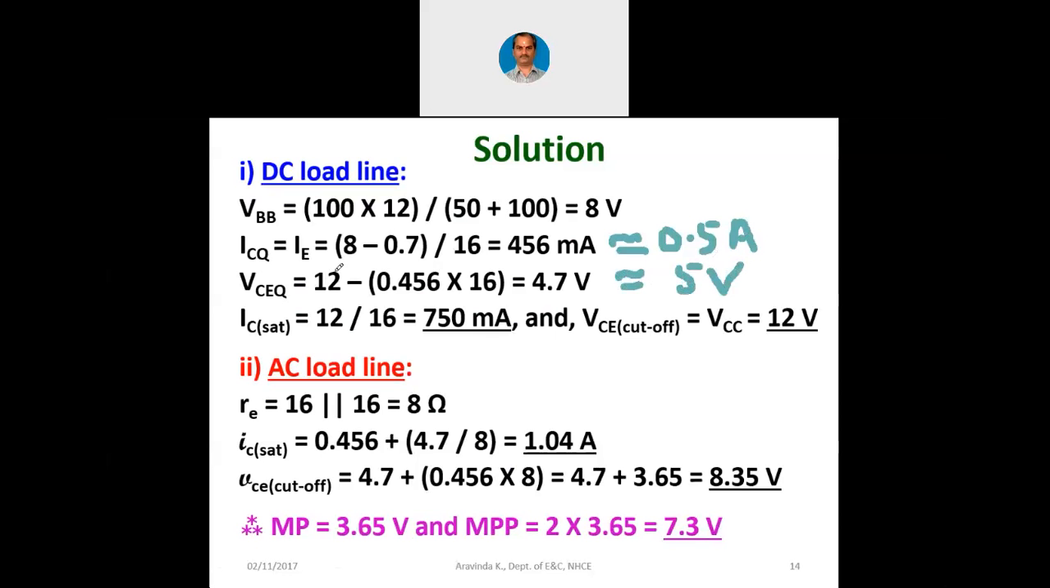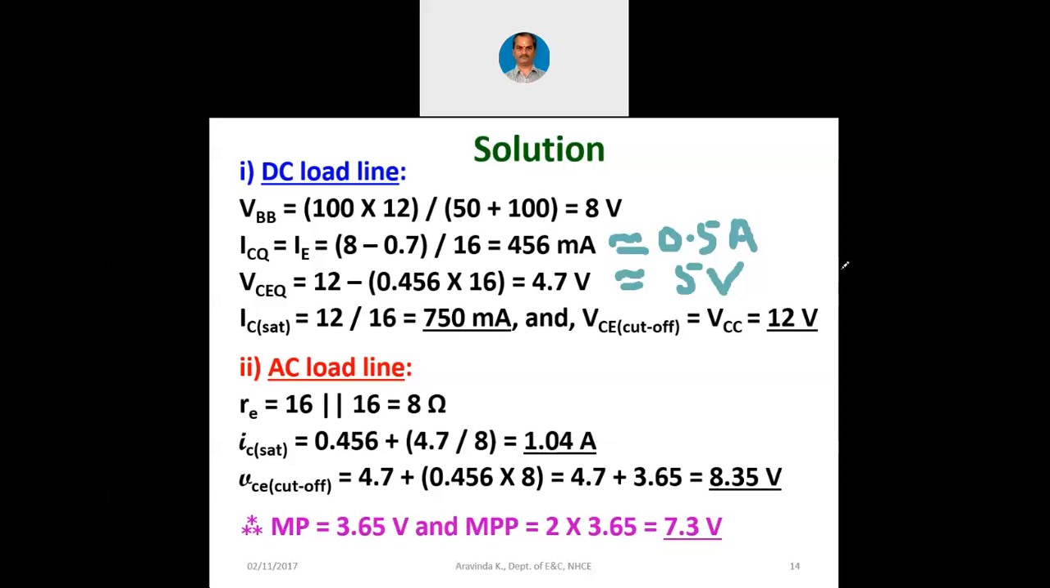So across the transistor you can see 0.5 ampere into 5 volts. V into I is P, right? So it is 0.5 into 5 is 2.5 watts, which means the transistor is dissipating a power of 2.5 watts.